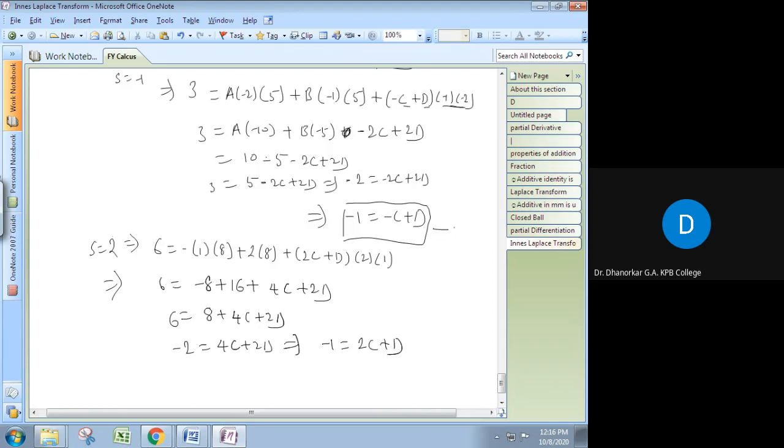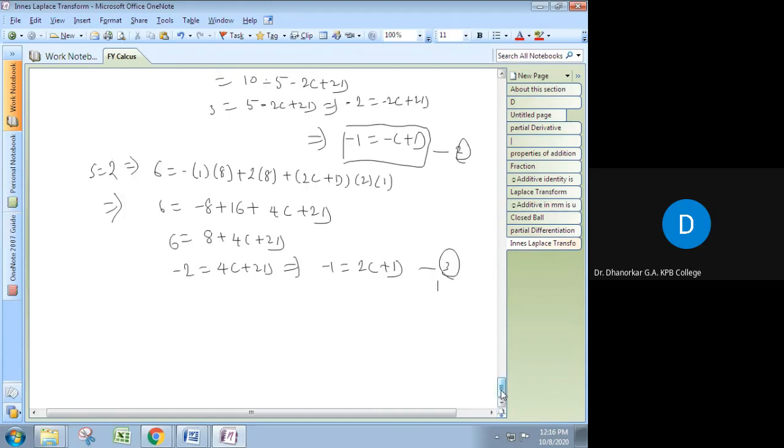Yes, this is our second equation. This is our third equation, and by using 2 and 3 you can find it. Both 2 and 3 are the same here. Here minus 1, that means minus c plus d is equal to plus 2c plus d.